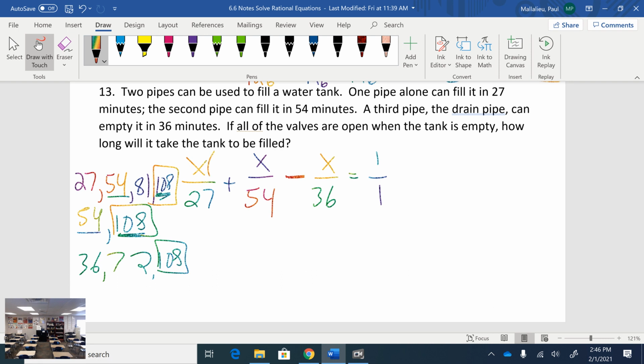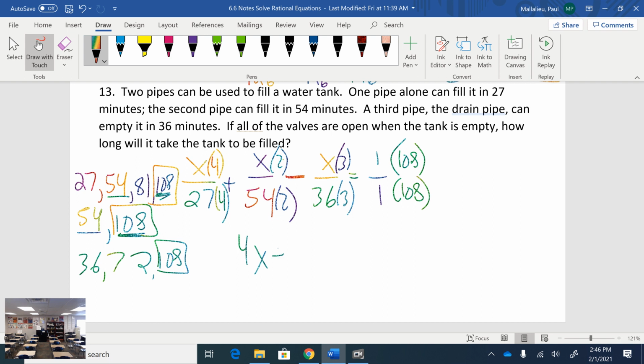For our 27, we had to multiply that by 4, top and bottom. For our 54, we had to multiply that by 2. And for our 36, we multiplied that by 3. And then don't forget, we need over here to be 108. So 4x, and I'm just going to drop that denominator because we flip and multiply by the reciprocal. We've got a 4x, a 2x, and a minus 3x. So that's 6 minus 3, which leaves us with 3x equals 108. 3 goes into 108 36 times, and so it would take about 36 minutes.